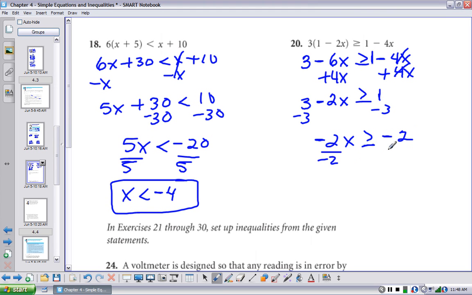Now I divide both sides by -2, and when that happens, the direction of the inequality reverses from greater than or equal to, to less than or equal to. So I have x is less than or equal to positive 1.